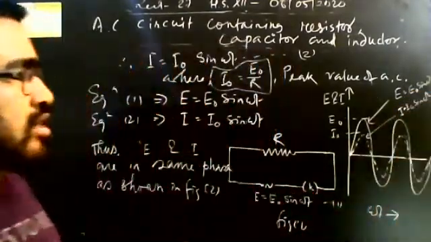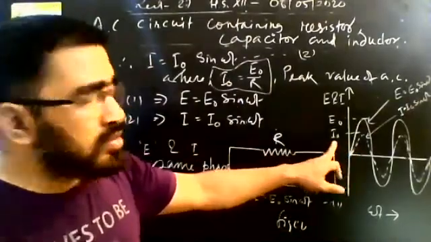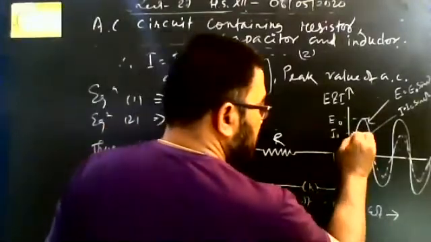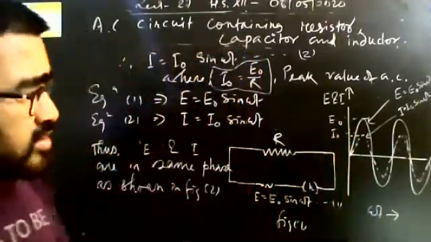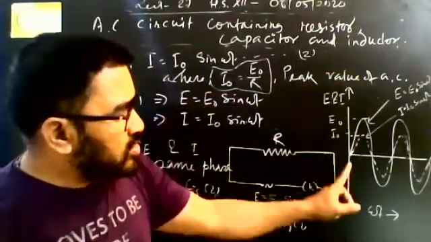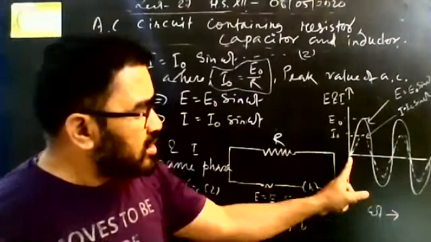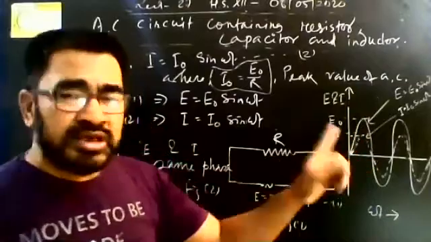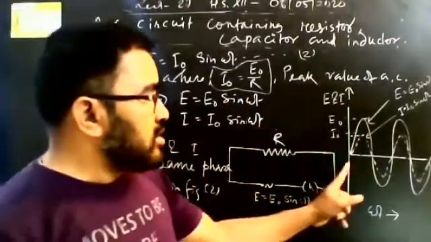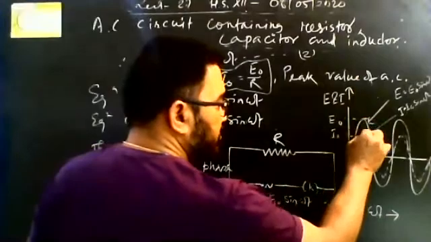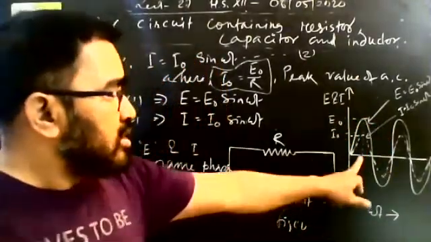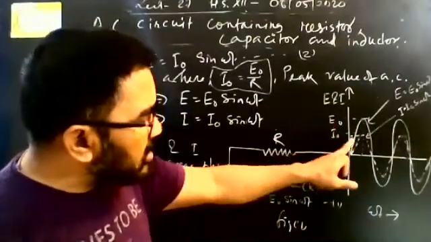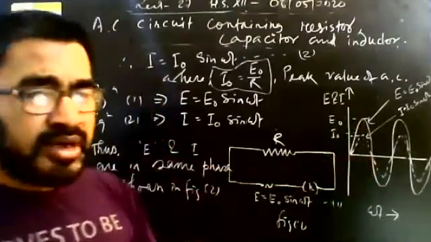The dotted line curve represents the variation of I. Its peak value is less than E naught, less than the EMF. So they are varying like this. You see, from 0 they start, and they reach the peak value at the same time. That is called phase. They reach the peak value at 90 degrees. Then both I and E decrease to 0 at the same time.